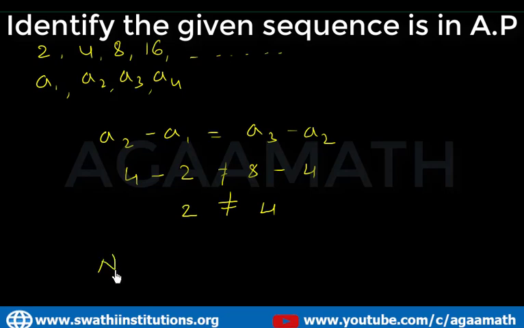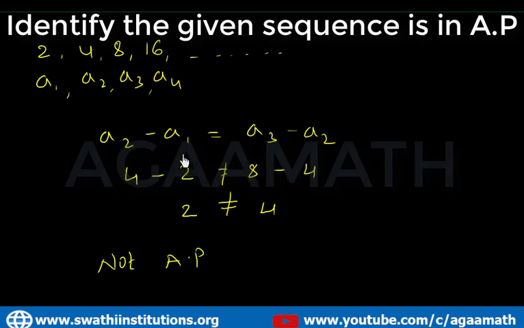So, not AP. What we have to see is that the difference should be the same. Whenever the difference is the same, they are said to be in arithmetic progression. So this sequence is not an arithmetic progression. So always, D means what? A2 minus A1, A3 minus A2, A4 minus A3, and so on.